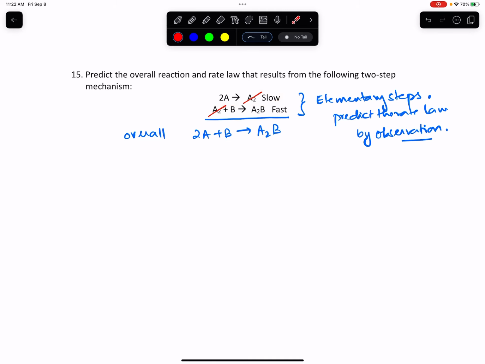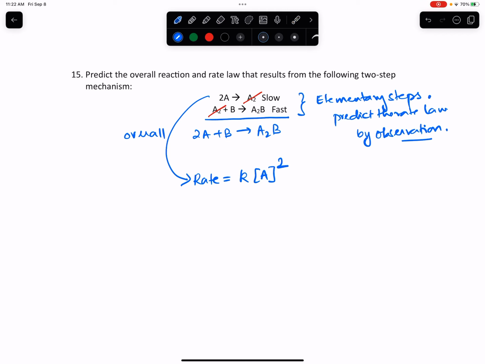Now, what's important to remember is that if the slow step is the first elementary step of the reaction, then you can directly look at it and predict the rate law. So in this case, the rate law is going to be rate is equal to rate constant k times the reactant A raised to the power 2, which is the coefficient. And that is the rate law. So at this point, we just finished this problem.